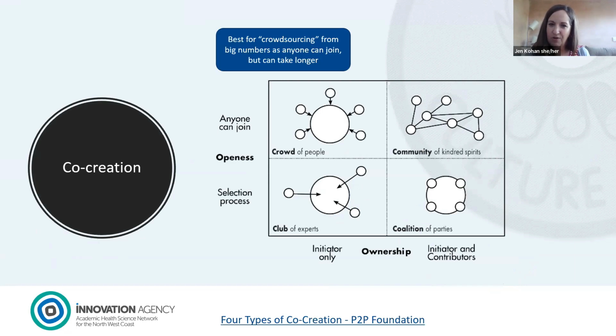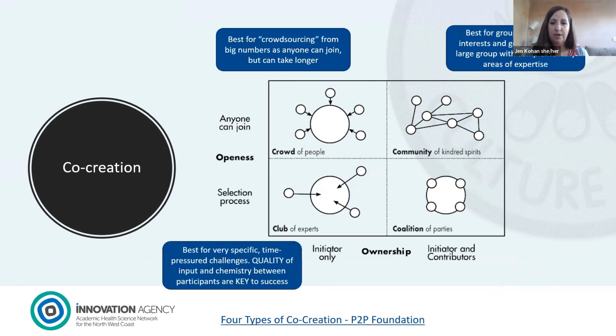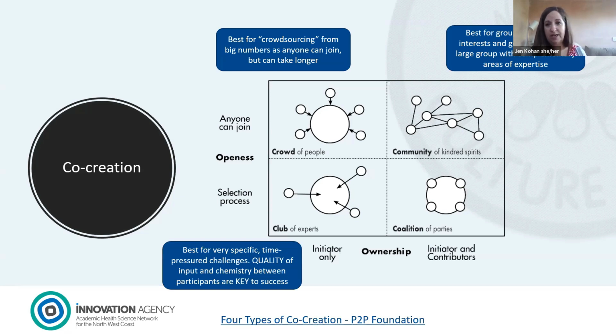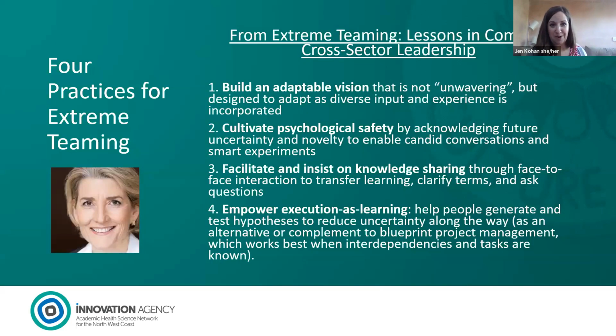So one is a crowd of people. This is great for crowdsourcing, but it can take a long time. Community of practice or community of kindred spirits. It's good for groups to leverage complementary expertise. The next one is the club of experts. This one's particularly good when you've got to do something quickly. You can use something like Delphi model decision making to help that. And then finally, a coalition. And I really think a coalition is best for groups who are willing to do that shared investment. So again, putting our resources where our mouths are.